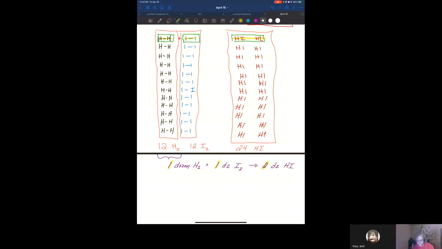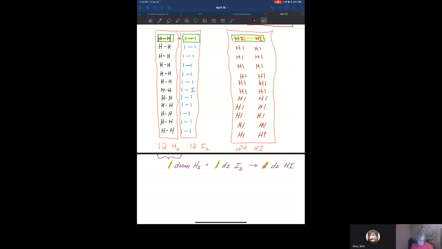The ratio on the atomic molecular level of 1 H2 plus 1 I2 giving you 2 HIs. That ratio is what's important with the reaction. It's 1 plus 1 gives me 2 products. Now all of a sudden I have 1 dozen H2, 1 dozen I2, and get 2 dozen HI. It's still 1 H2, 1 I2, and 2 HI. That ratio is still there.